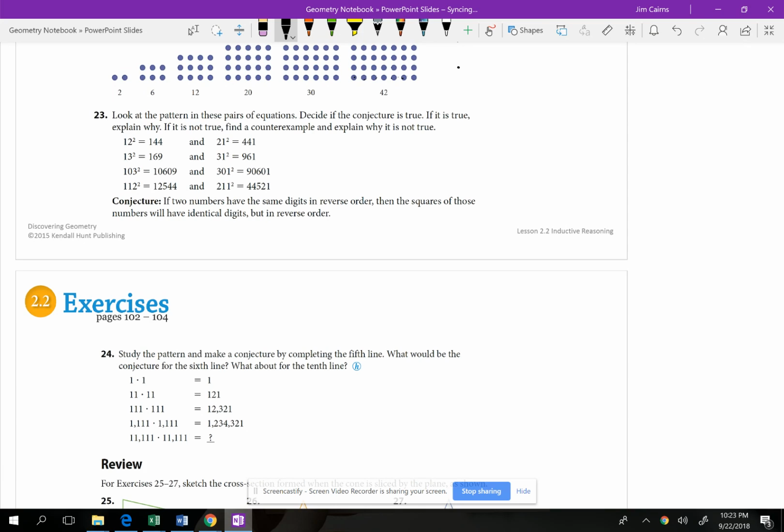12 squared is 144, 13 squared 169, 103 squared 10609, 112 squared 12544. That's interesting. 21 squared 441, 31 squared 961, 301 squared 90601, 211 squared 44521. If two numbers have the same digits in reverse order, then the squares of those numbers will have identical digits but in reverse order.